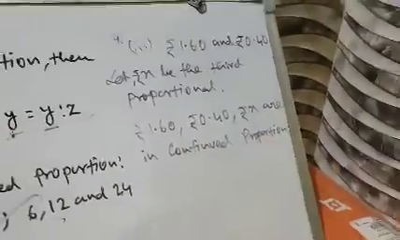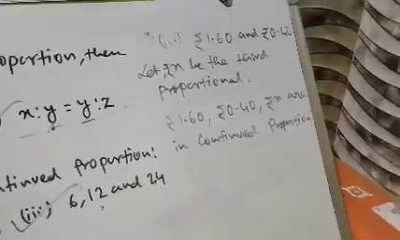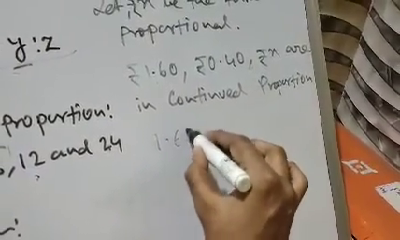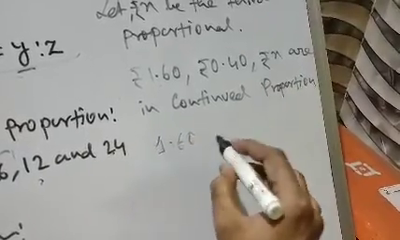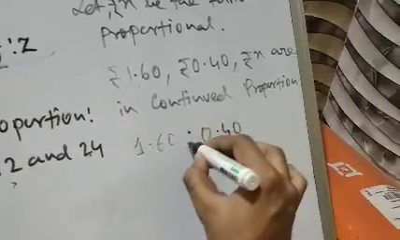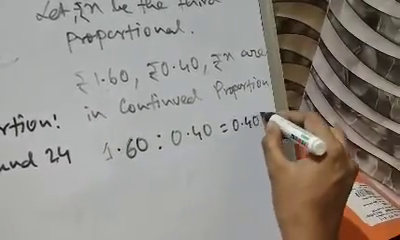Therefore these three numbers are in continued proportion. If these three numbers are in continued proportion, then we can write 1.60 is to 0.40 equals 0.40 is to x.